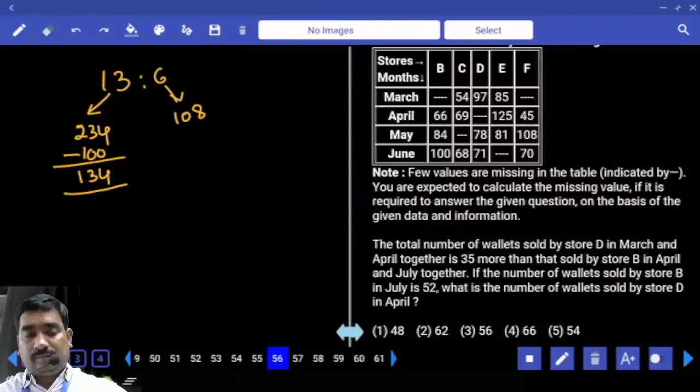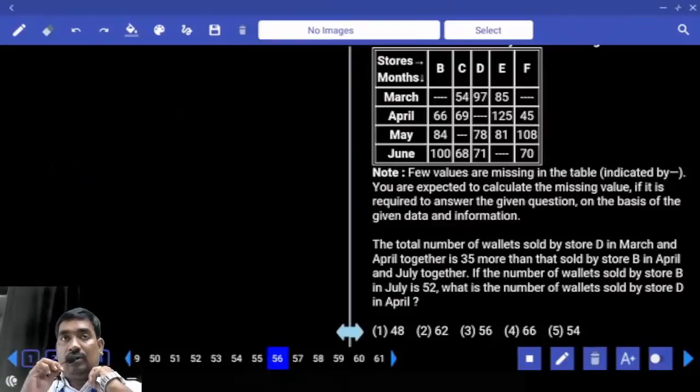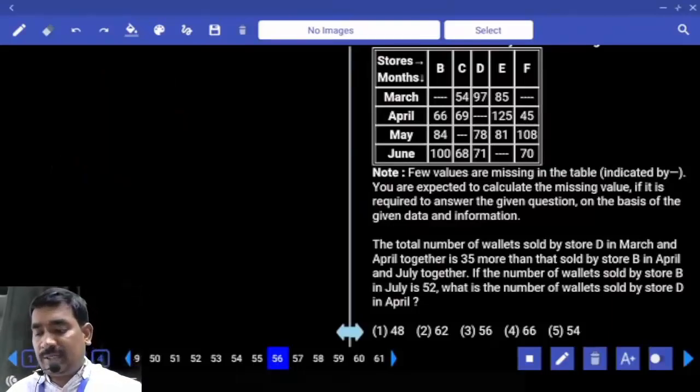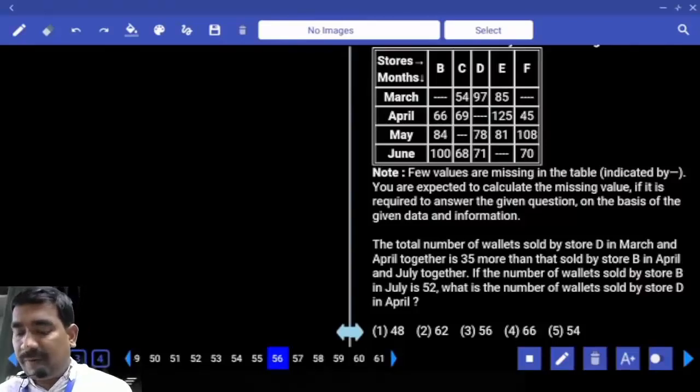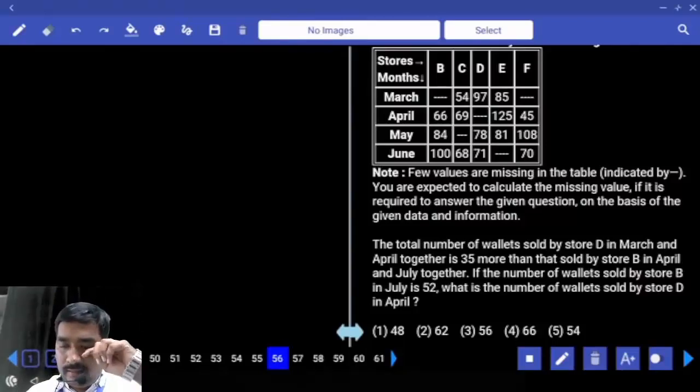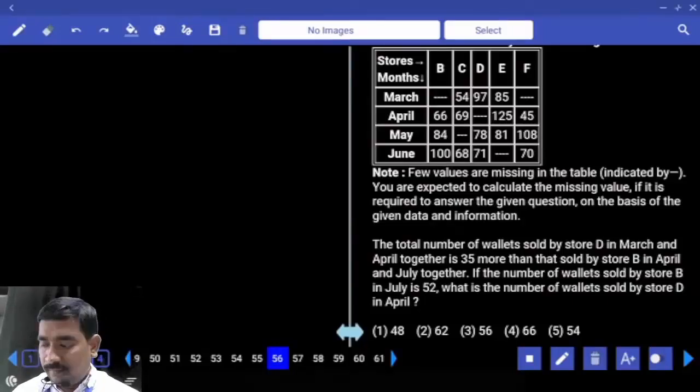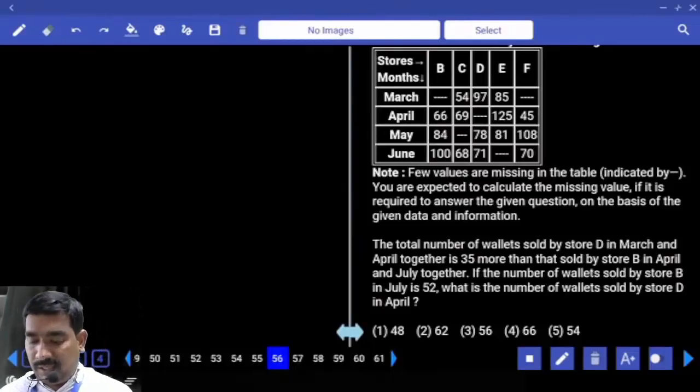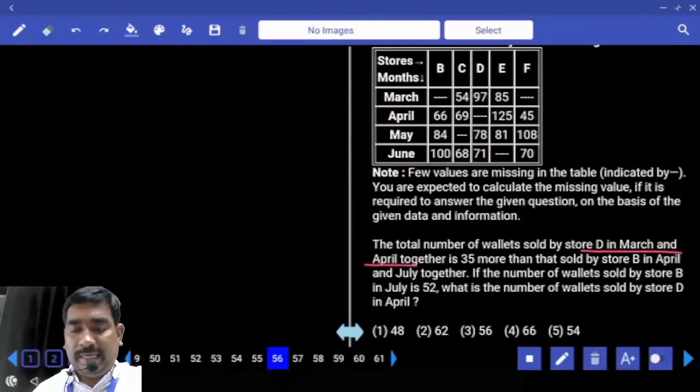Next, the total number of wallets sold by store D in March and April together was 35 more than sold by B in April and July together. If the number of wallets sold by store B in July is 52, what is the number of wallets sold by store D in April? Store D in March and April together.